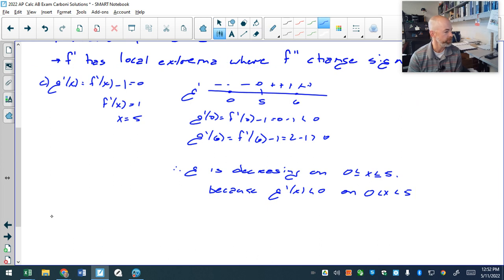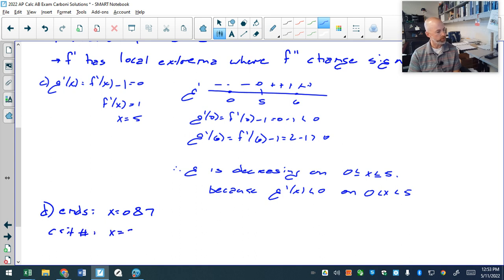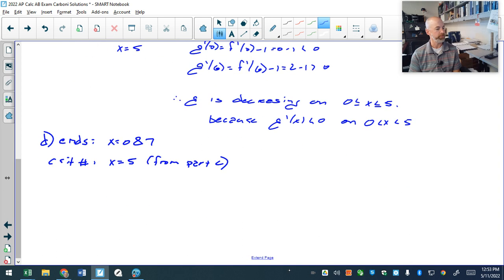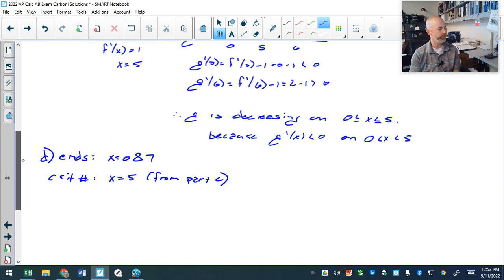Okay, so now let's move on to D. And D, again, we want the absolute minimum of G. So we want to consider the endpoints, which will be x equals 0 and 7. And my critical number would be x equals 5, and that's from part C. So I'm just going to make a note that is from part C. And now I need to determine which of these gives me the highest and lowest values of G.